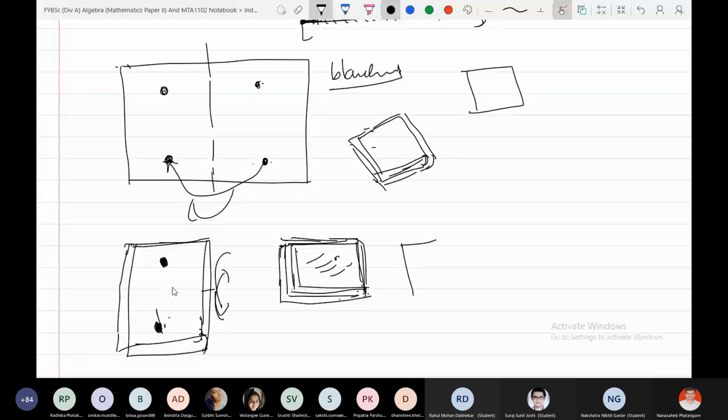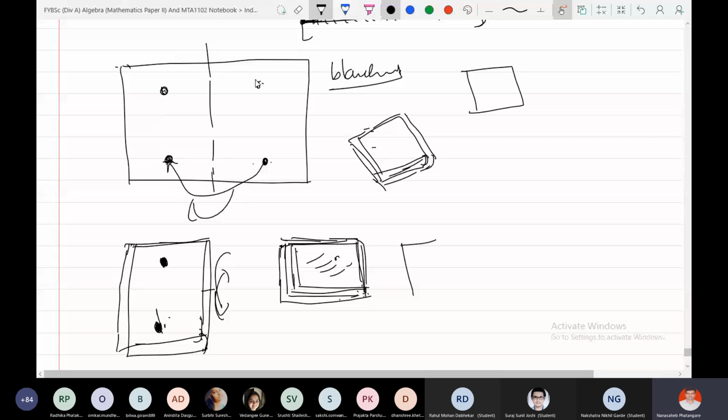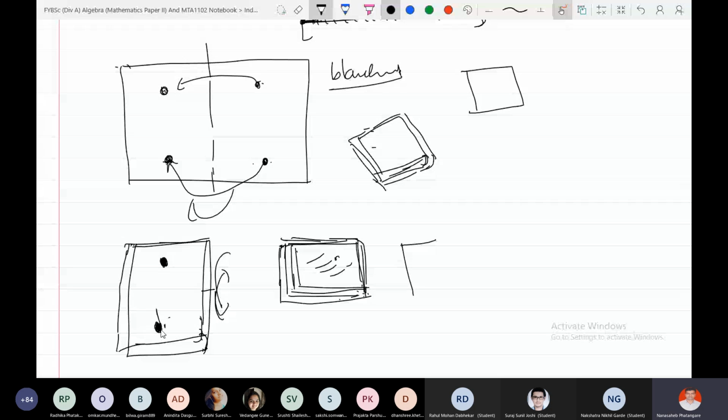Is it clear? Yes, sir. Very good. Now in the second folding, what happens? Here there are already 2 points. These 2 points are now one over another. Now in the second folding, what happens? These 4 points are at the same place.